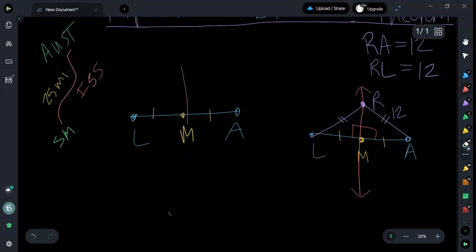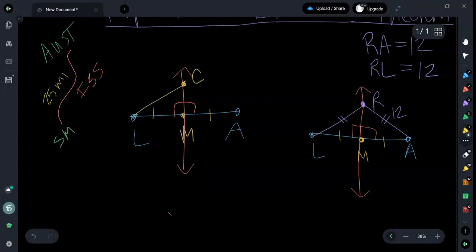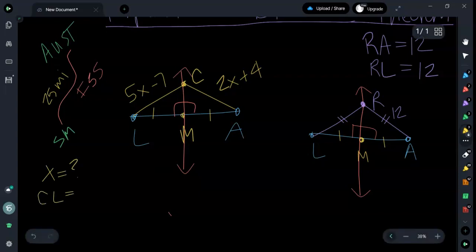And remember, a perpendicular bisector is a line, segment, or ray that intersects a segment at its midpoint. So here's another thing you might see. You might see a point on there. We'll call that C. And you may say that CA is 2x plus 4, and LC is 5x minus 7. And it may ask you to solve basically for two things. It may ask you to solve for x, or it may actually want you to find the length of these two segments. And remember, they're equal.